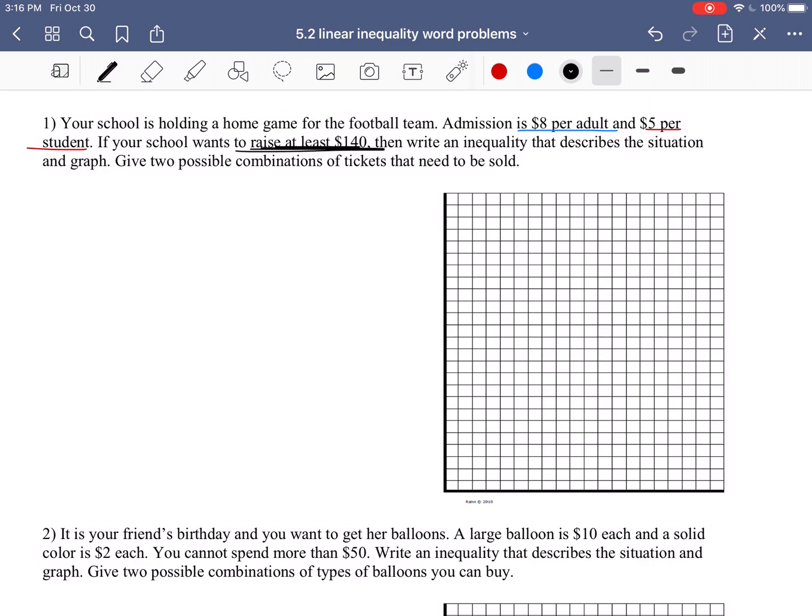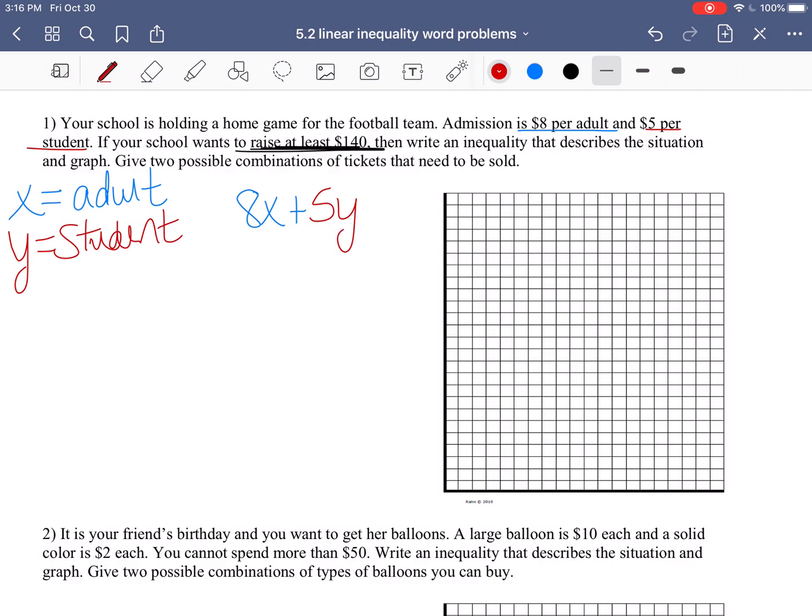$140. So to write an inequality, we're going to write in standard form, but first we need to identify our x and our y variables. So x, they talk about adults first, so x will be the adult tickets, and I'm going to go ahead and say that y is the student. Now I'm actually going to set up my inequality. So it's $8 per adult plus the $5 per student, and I need to raise at least $140, which means I need to hit $140 or more than that, so it's going to be greater than or equal to.